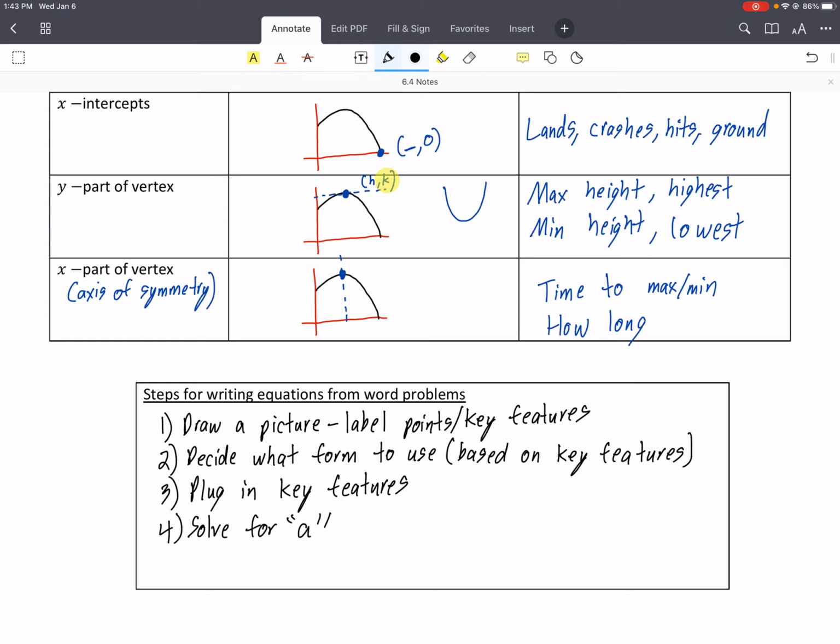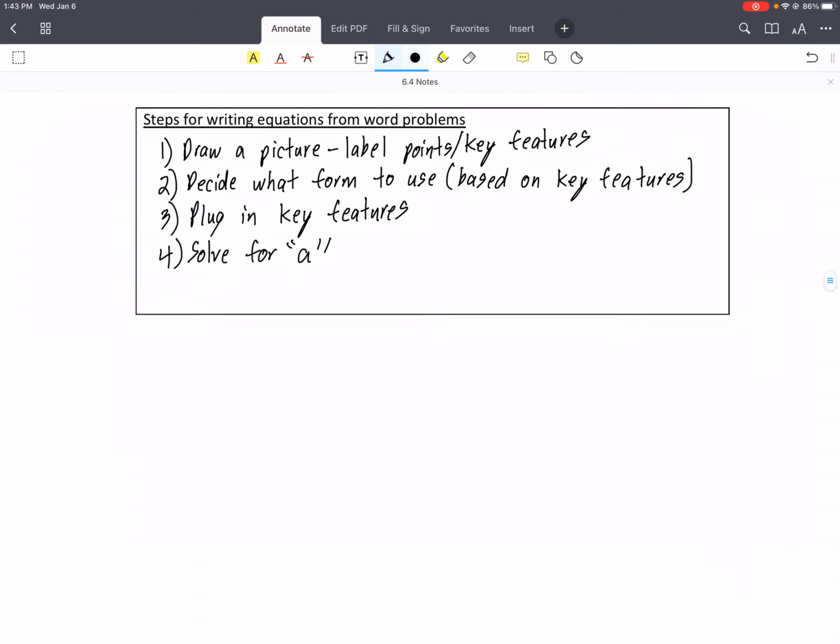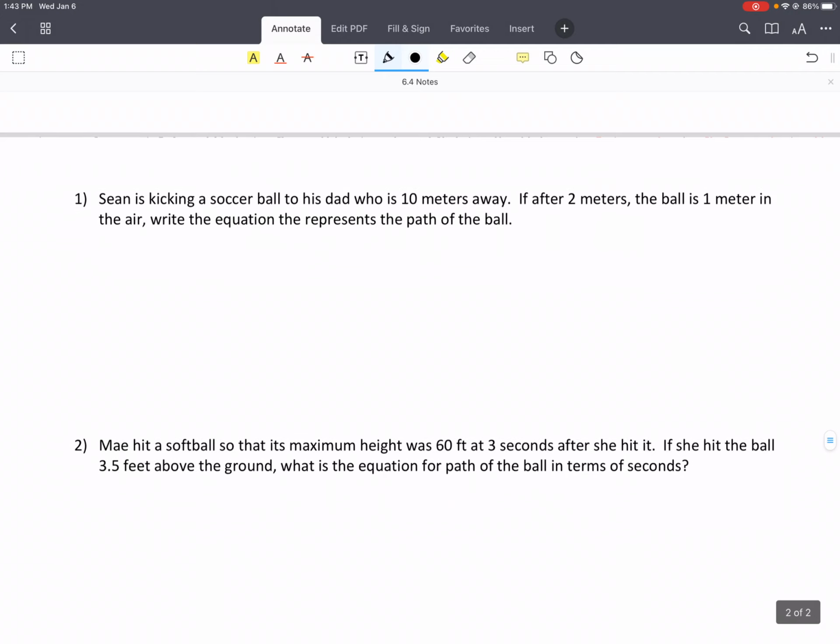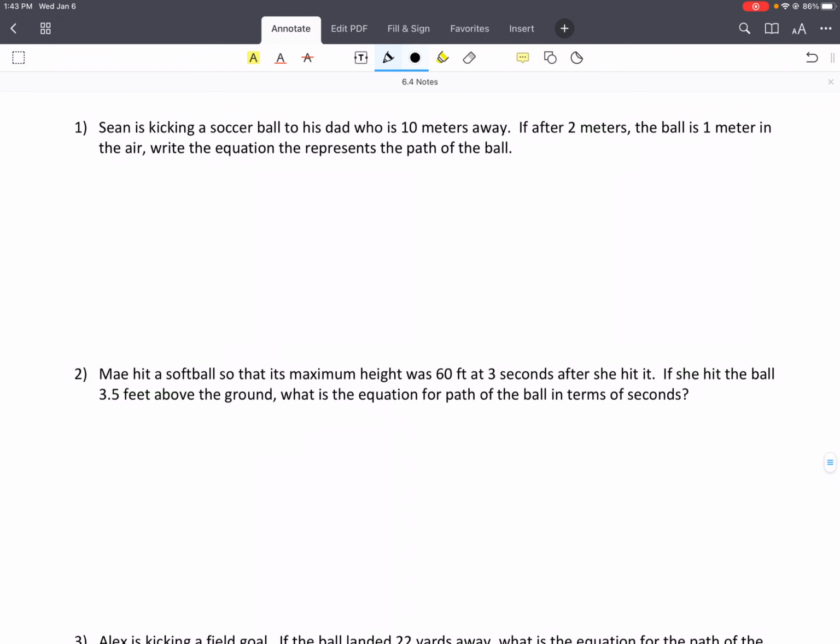So looking at our equations, let's go on to the next one, or our next page, sorry, and see what's going on here. We'll probably do these first 2, and then I will leave you guys on your own to find the last one. So here we have that Sean is kicking a soccer ball to his dad, who is 10 meters away. If after 2 meters the ball is 1 meter in the air, write the equation that represents the path of the ball.